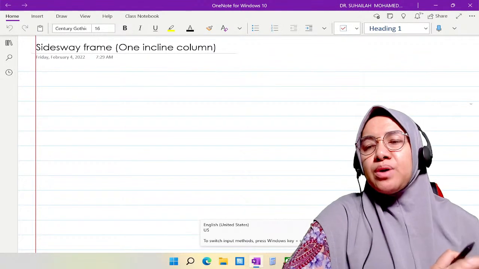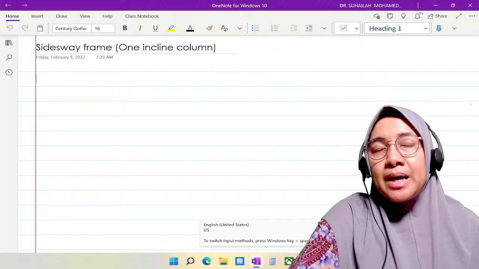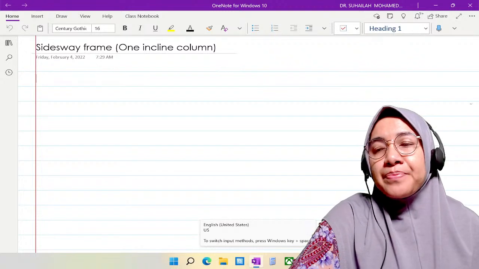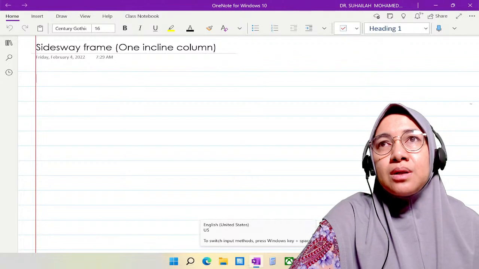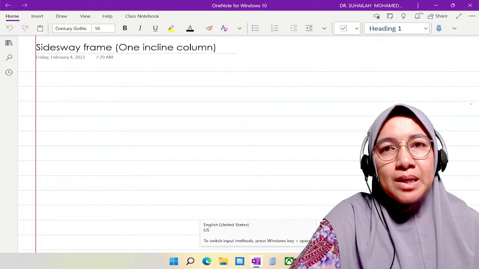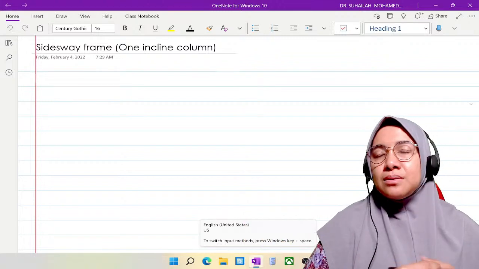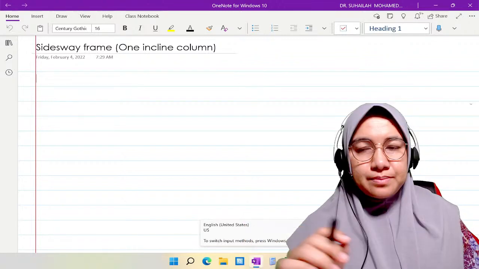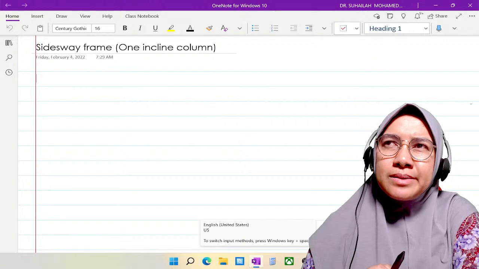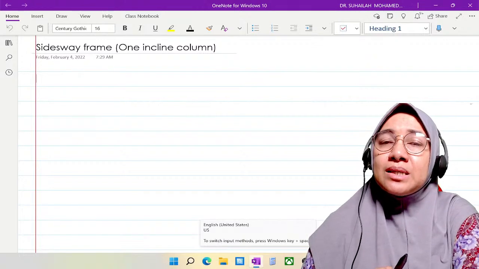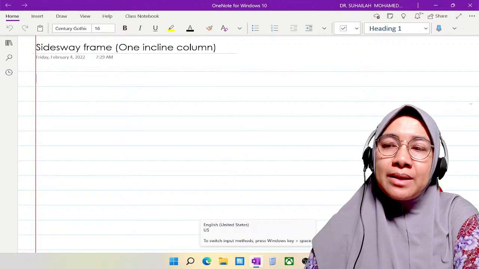Okay, in this video, I would like to discuss sidesway frame analysis using the moment distribution method. I want to focus on a frame with one inclined column. Before we start with one example, I want to highlight important things in understanding a frame with sidesway. We focus on one inclined column.